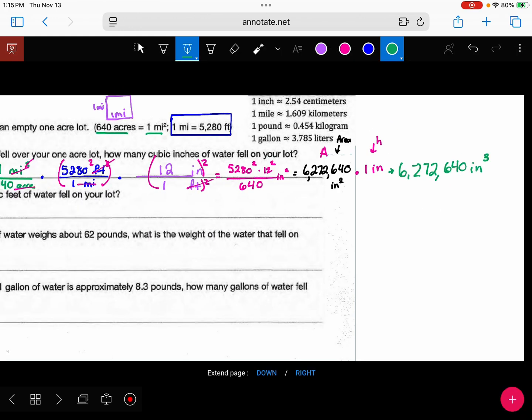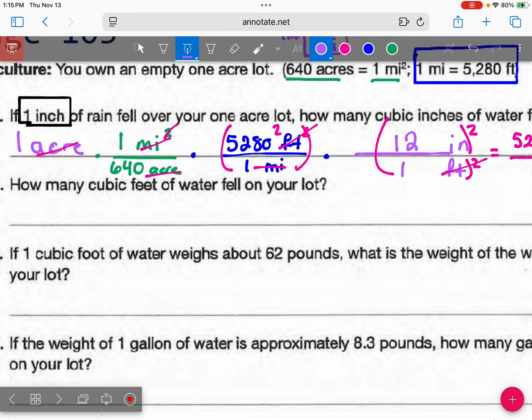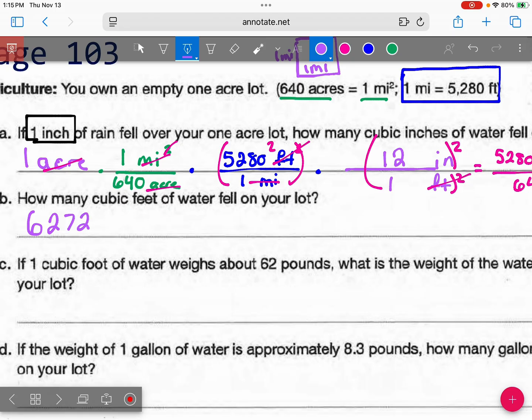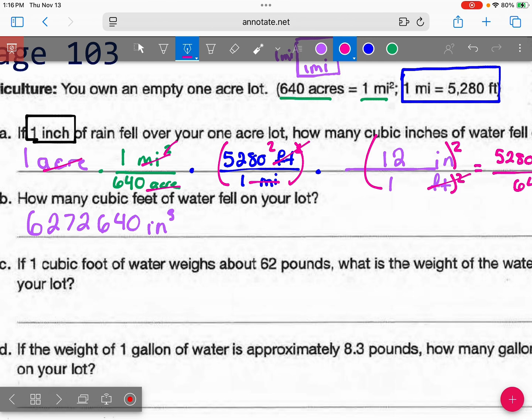So it's a really big number and kind of obnoxious to work with. How many cubic feet? So how do we switch our 6,272,640 inches cubed into feet? How do I get cubic feet? I forgot that. If I know 1 foot is 12 inches, I'll say divide by 12. Is dividing by 12 going to get rid of all of the inches?